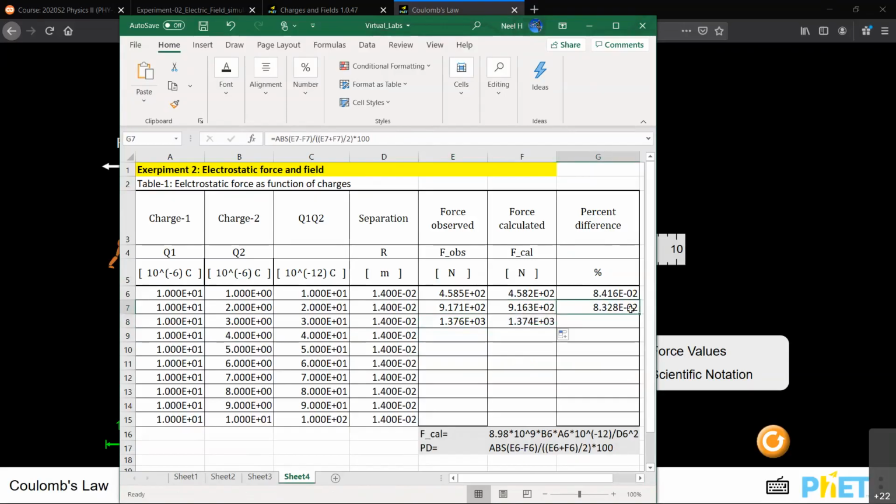You can see there's a slight difference. That's totally fine, because when we calculate, we have more significant figures than the observed value. So the fourth significant figure is slightly off. Our percentage error is 0.08%. It's very, very small.